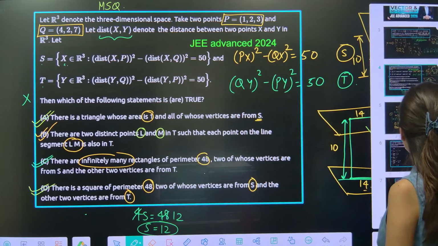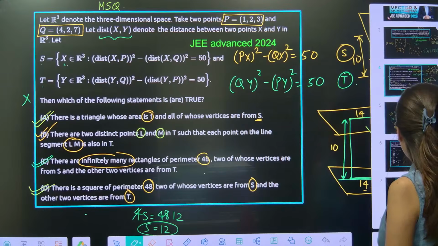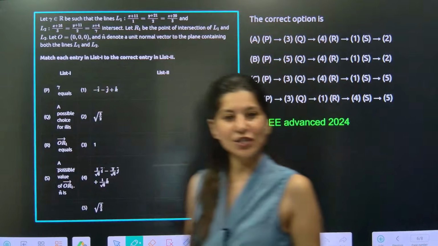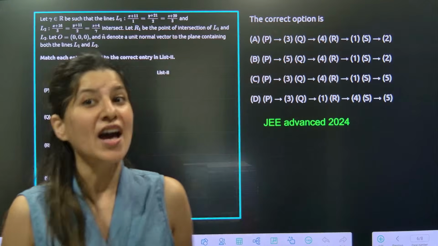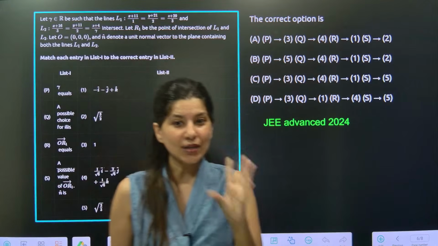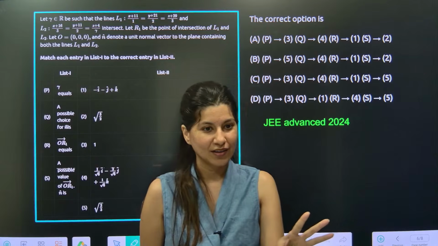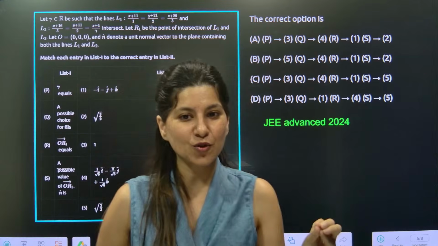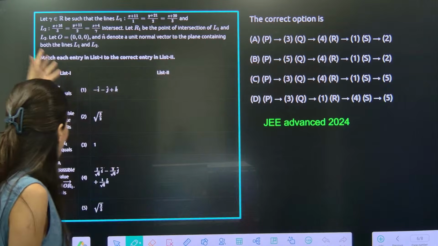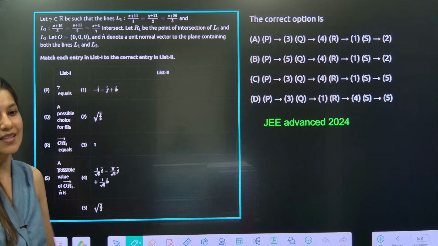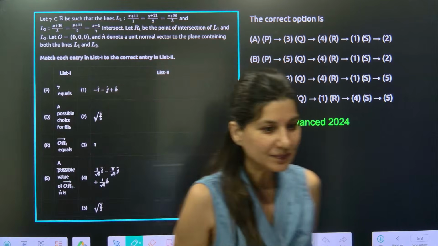Second question done nicely. Let us move on and talk about the third question, which is a matrix match type question. And you know what? In JEE Advanced, trust me, matrix type questions are very scoring. They are absolutely scoring. You don't have to do everything in this. Okay, all right.